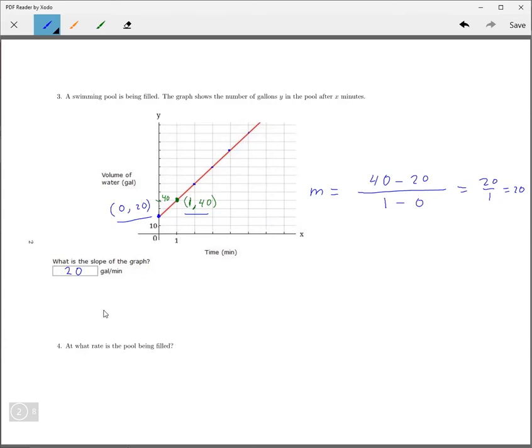Number 4 has exactly the same graph, but it's asking for the rate at which it's being filled. The rate is the same as the slope, so it's going to be 20 gallons per minute. The rate is the same as the slope, and as far as linear functions, that comes out again as the constant rate of change.